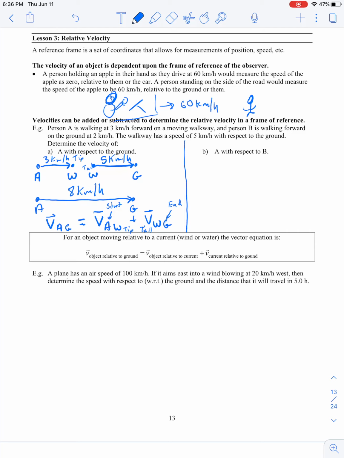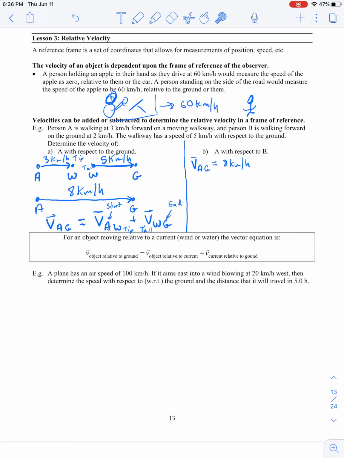So sometimes this can be a little bit trickier. This next one says, what's the velocity of A with respect to B? So I have to try to determine what this is. Again, I know the velocity of A with respect to the walkway, and I've also determined the velocity of A with respect to the ground. So I know that that's 8 kilometers per hour forward. So using this idea of vector addition and tip to tail, if I could find the velocity of the ground relative to B, then I would be able to add it onto here.